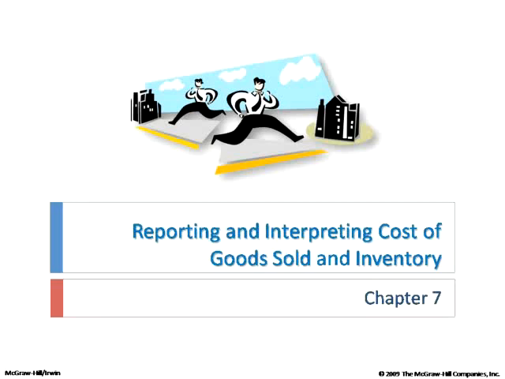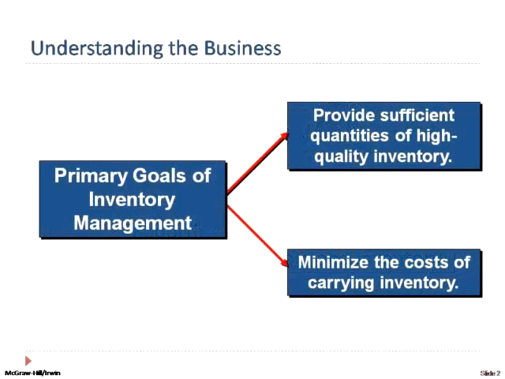Chapter 7. Reporting and interpreting costs of goods sold and inventory. The primary goals of inventory management are to have sufficient quantities of high-quality inventory available to serve customers' needs, while minimizing the costs of carrying inventory, such as production, storage, obsolescence, and financing.